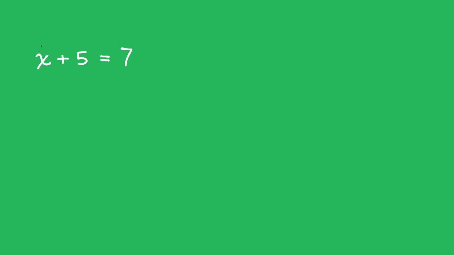Now last one, x plus 5 equals 7. Right away you see an equal sign that should raise a red flag because expressions do not have equal signs. This would be called an equation. We'll talk about these in a couple of videos, but for now just know that expressions and equations are different.